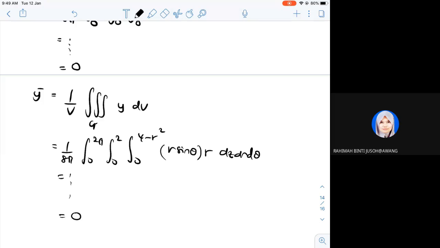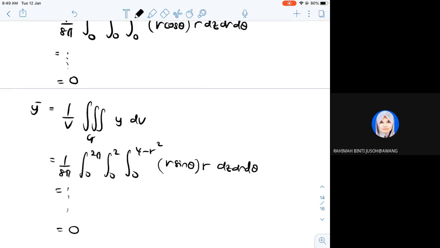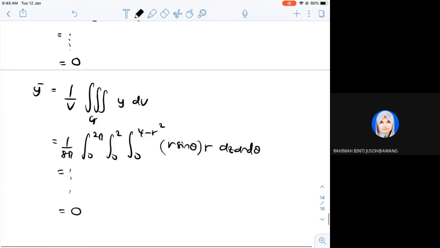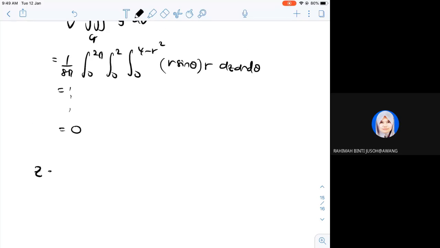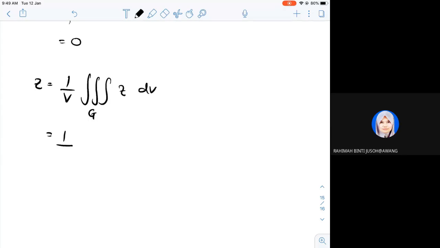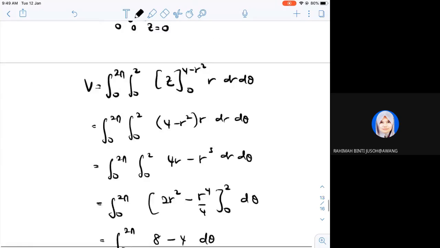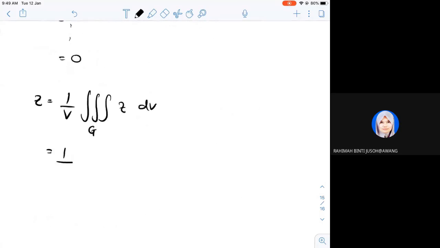Okay, so now we will have z. Z je saja yang kita kena kira. Okay, so z we will have 1 over volume, triple integral towards region G of z dV. So 1 over volume. Volume kita tadi berapa? 8 pi kan? 8 pi, triple integral 0 until 4 minus r squared, 0 until 2, 0 until 2 pi.